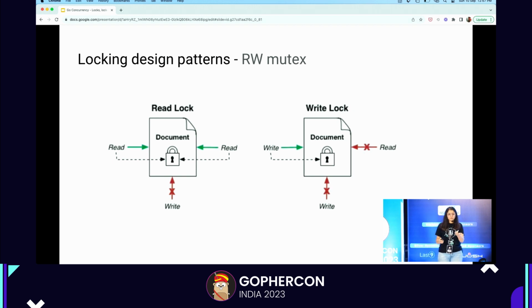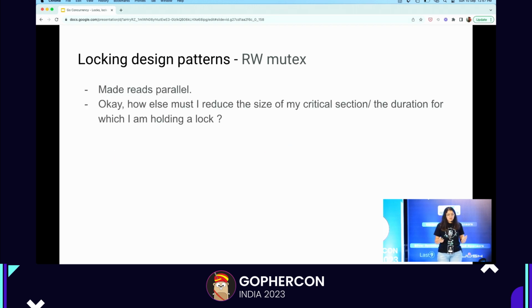So our RW mutex solves that, makes our reads parallel. So at least another problem we have solved with this pattern, and right now it makes sense, right? How we are going about it. Then I have to decide, I want to go further. Now what do I do?